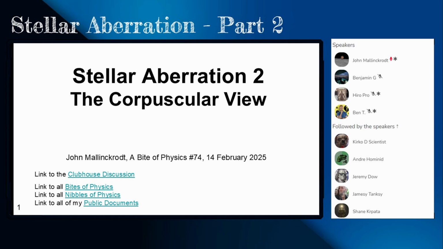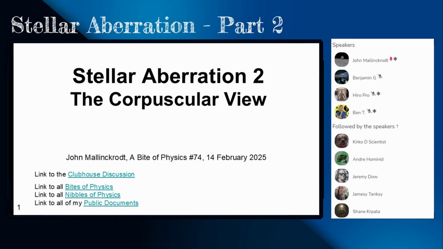If you open the Google Slide document at the top of the room, you can follow along. You see this is the corpuscular view. We're going to talk about Bradley's explanation of stellar aberration, which I talked about last time, from the then current view of light as being particulate corpuscles of light. Newton thought that, and despite the fact that there was already some pretty good indication that you couldn't explain some things with a particle view, that was really the dominant view through the 1700s until the early 1800s, which will be where we start next week.